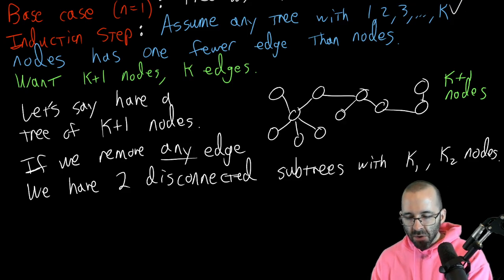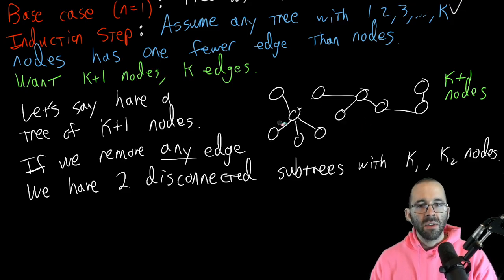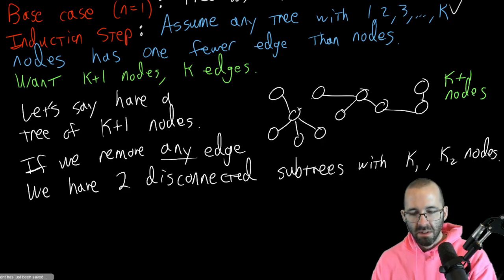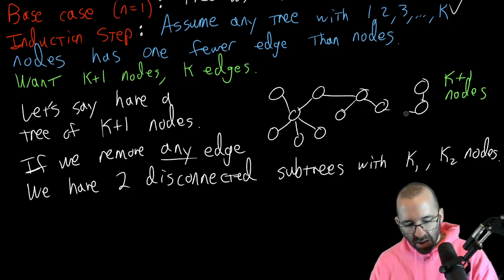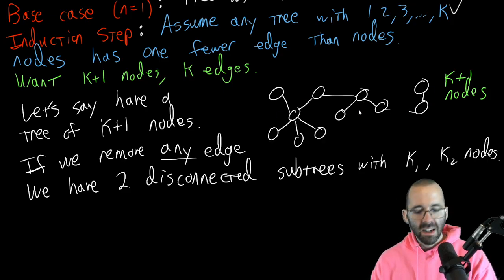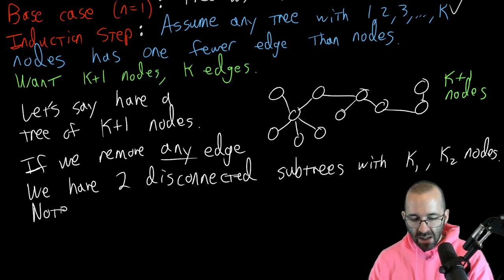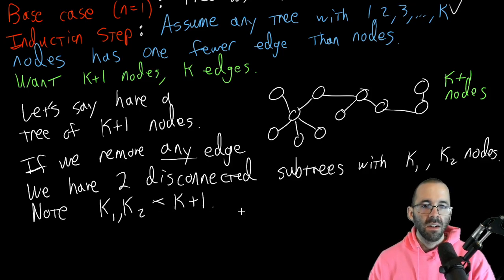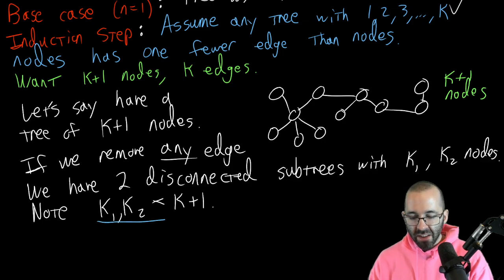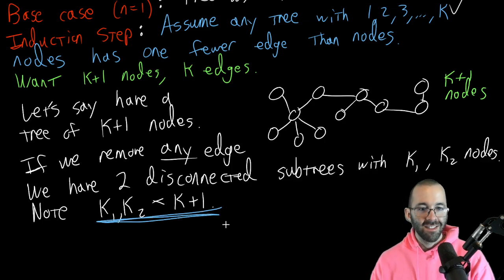It doesn't matter, right? So for example, if we erase this edge, we'd have one subtree with 5 nodes and one subtree with 6 nodes, right? The original one had 11 nodes. Or, you know, if we did this one, one would have 2, one would have 9. It doesn't matter. What's important is that K1 and K2 are both strictly smaller than k plus 1. So they're covered by the induction hypothesis.